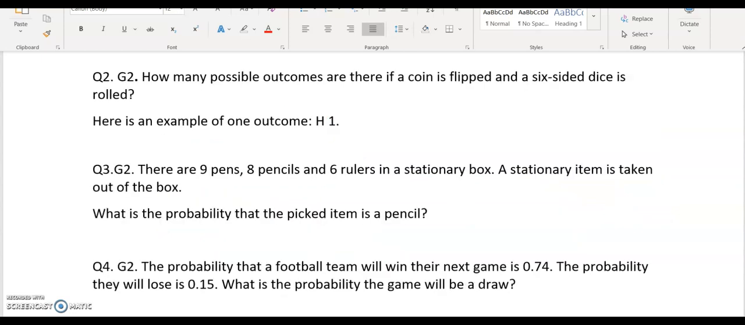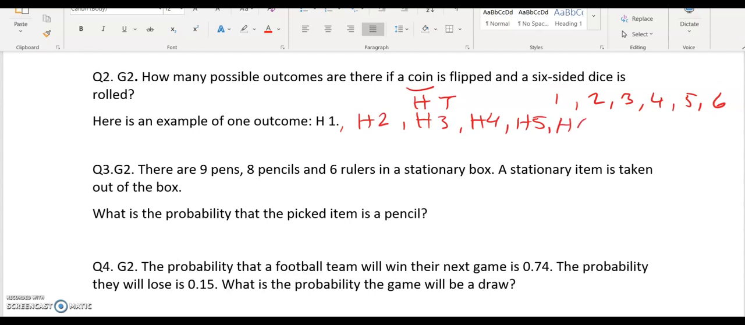In question number 2 we have how many possible outcomes are there if a coin is flipped and the 6-sided dice is rolled. Here is an example of an outcome, H1. So for the coin we have either H or T, so heads or tails, and we have 6-sided dice which is either 1, 2, 3, 4, 5 or 6. So if I get heads, then I might have a 1. I could have heads and 2, or heads and 3, heads and 4, heads and 5, or heads and 6.